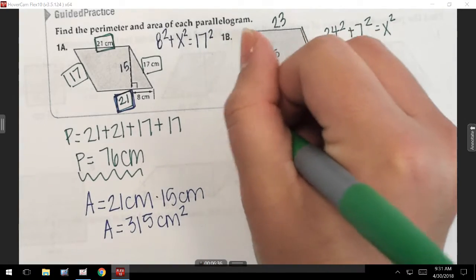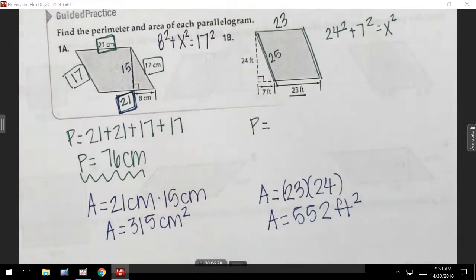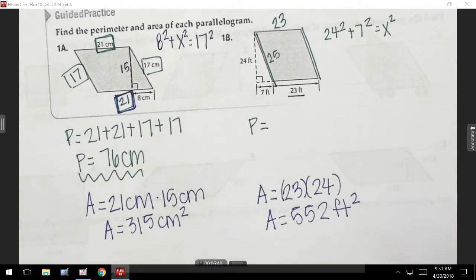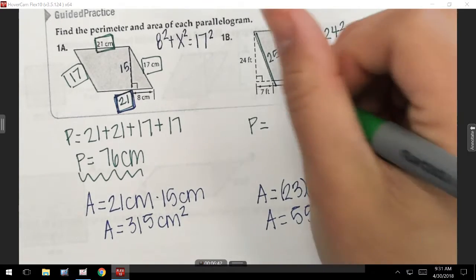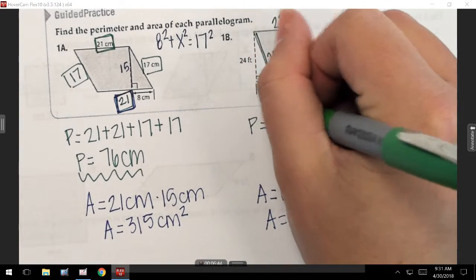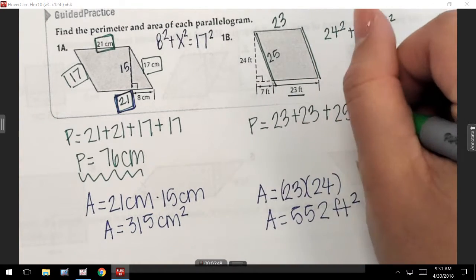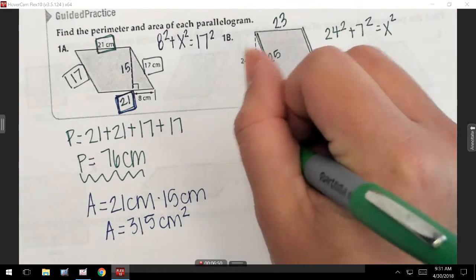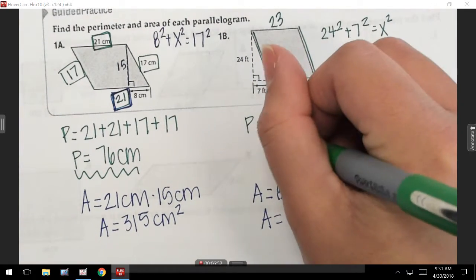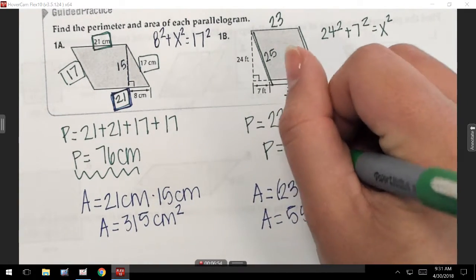So for the perimeter, who next? Abby. What four sides do I add together to find the perimeter? 23, 23, 25, 25. Which is going to be 100 and something. Oh, man, I was close. 96 feet.